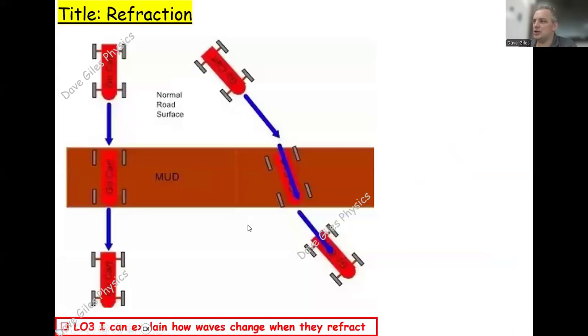A little sort of analogy to show that is a car traveling through the mud. Now, if it's going straight through, it'll slow down through the mud, but it's not going to change direction. However, if it goes through at some kind of angle, then it is refracted.